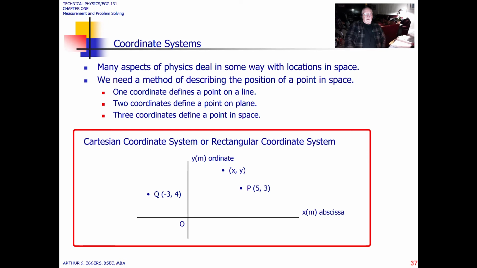So looking at terms associated with coordinate systems, the x-axis is the abscissa, the y-axis is the ordinate, and then each of your pairs of coordinates are shown: x, y, P (5, 3), Q (-3, 5), and then, of course, the origin.